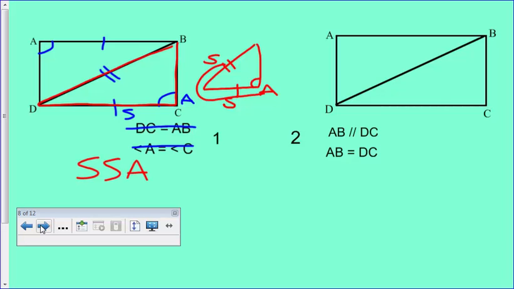Is that one of our 5 ways? No. So that means these are not congruent, okay? The order does matter, so that one is an instance where they're not congruent. Let's take a look at the next one.